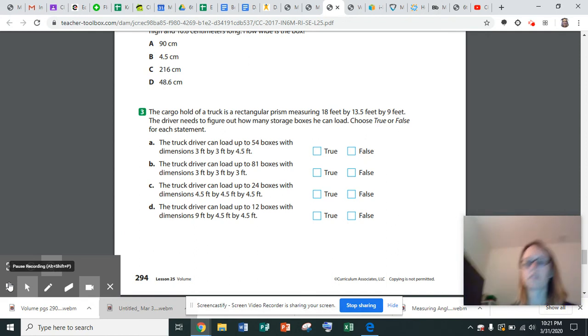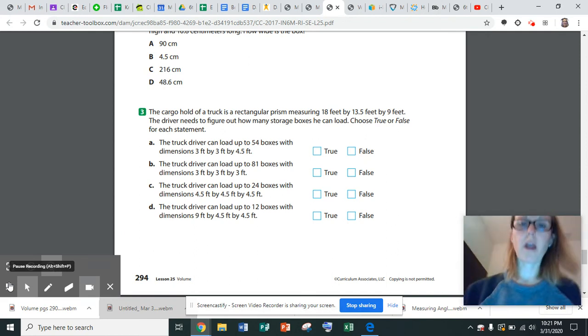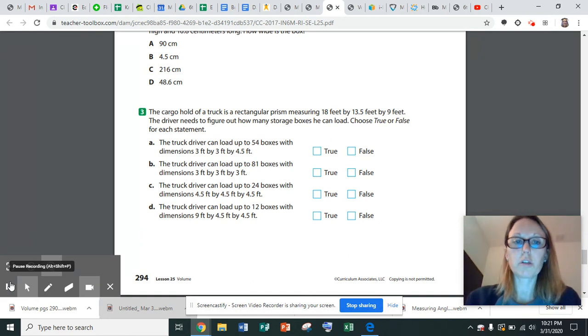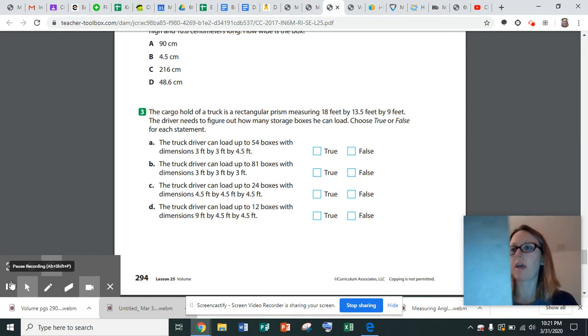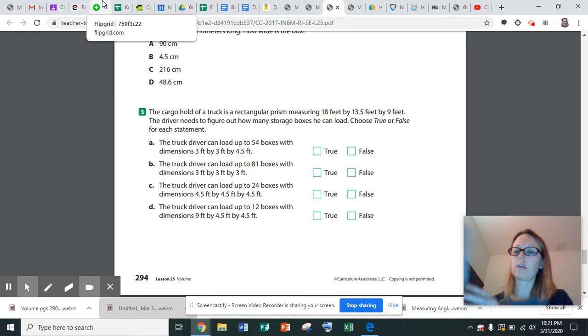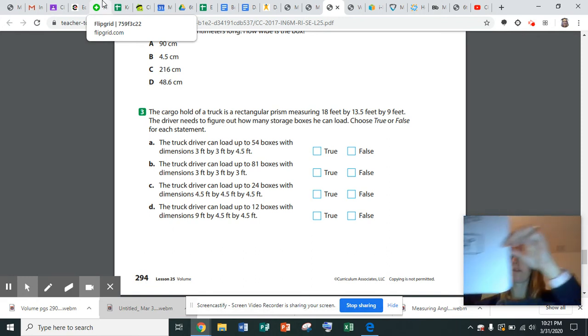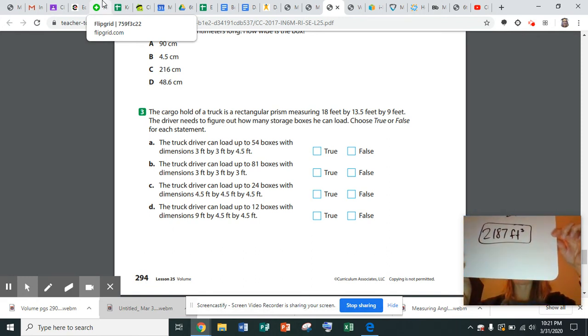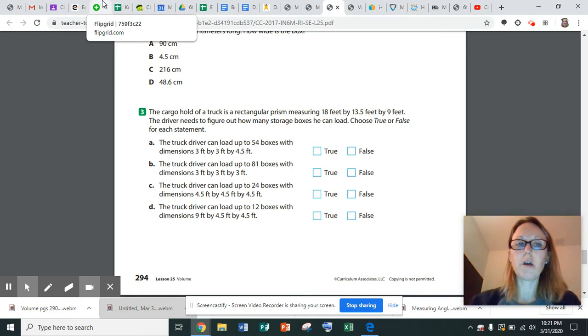Okay, I know that this is a tough problem and it's a long problem, but the first thing that you need to do is multiply 18 feet by 13.5 feet by 9 feet. And when you do that, you will come up with 2,187 cubic feet. So that's the volume of the cargo truck.